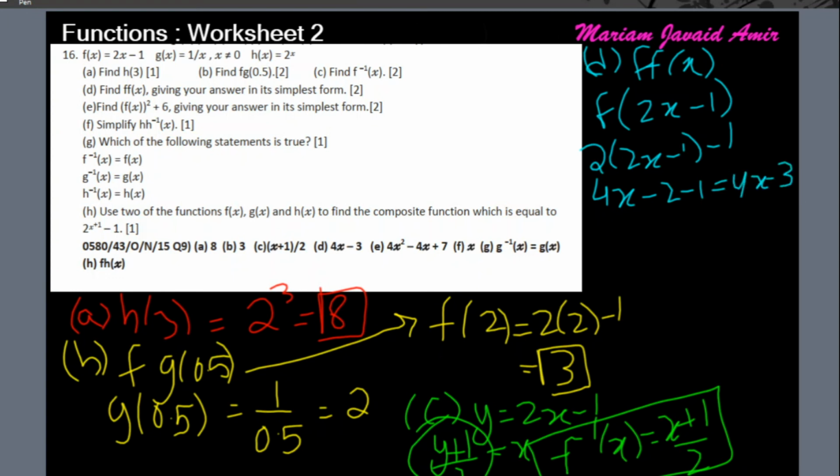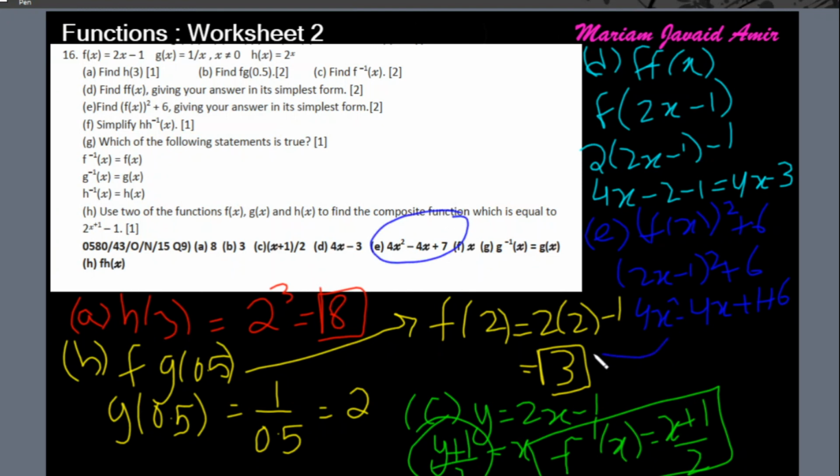Part E, find (f(x)) whole square plus 6, giving your answer in the simplest form. So (f(x)) whole square plus 6, which is (2x minus 1) whole square plus 6, which is a square minus 2ab plus b square plus 6, which will give us the answer right here. Alright, part F.